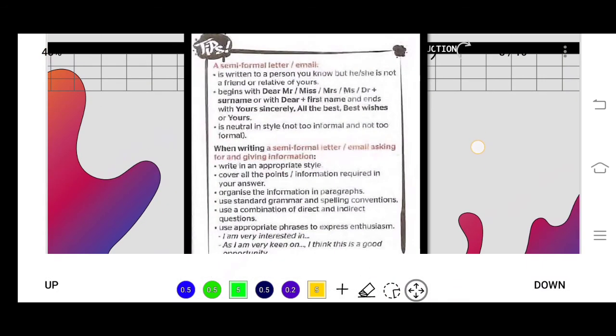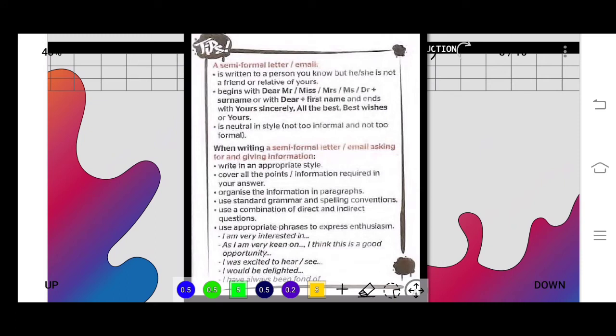Alright. Okay, so let's move on to the tips. This tip is in your textbook. Again, a semi-formal letter is written to a person you know, but he or she is not your friend or relative. So basically, what kind of letter do we write to a friend or relative? It is informal. This is not informal. This is semi-formal. So you begin with Dear Mr., Miss, Doctor plus their surname, or with Dear plus their first name. So this is a semi-formal letter. It is neutral in style, not too informal and not too formal.